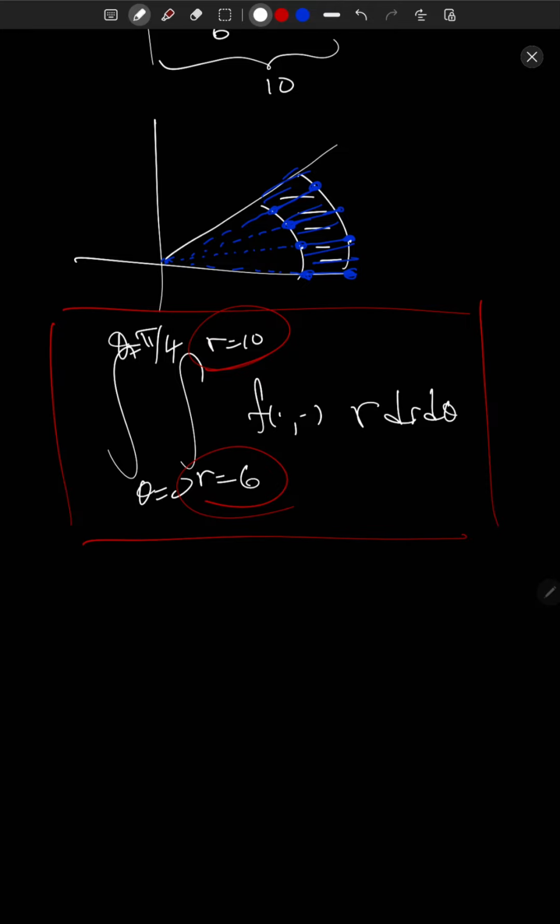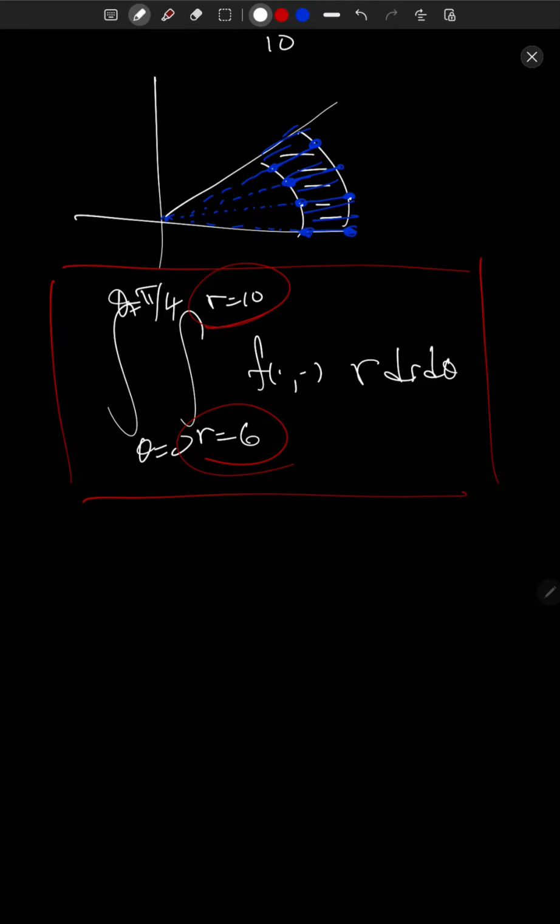Again, like I said, most of the time it's not going to matter, at least for the regions that we're going to work with in this class. It's not going to matter whether you do dr d theta or d theta dr first, because for most of the examples in our class, we're going to be doing portions of circles. And so both of these limits of integration are going to be constants, or in particular, of course, the outer one's constant, but the inner ones are going to be constants. And so ultimately, it's not going to matter what order you do these integrals in.